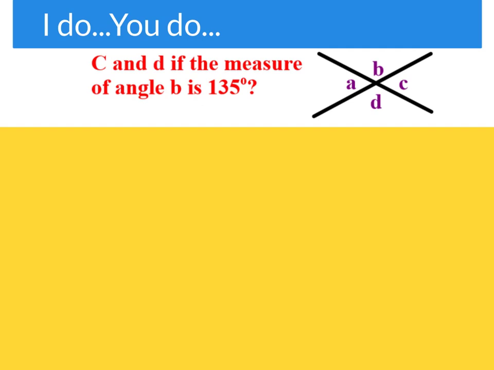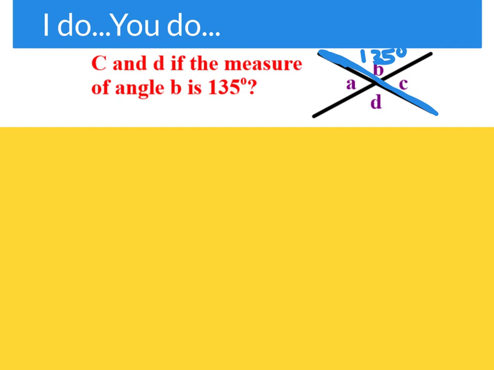All right, this is the answers for I do, you do, angle relationships. First one says C and D, if the measure of angle B is 135. This is actually numbers 1 and 2. So what we know is that the measure of angle B is 135 degrees, and we want to know angles C and D. Well, C has a special relationship with B because it adds up to a straight angle.